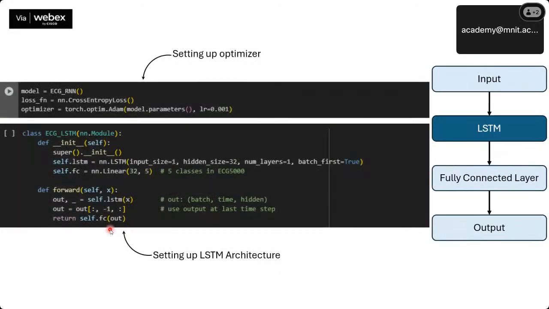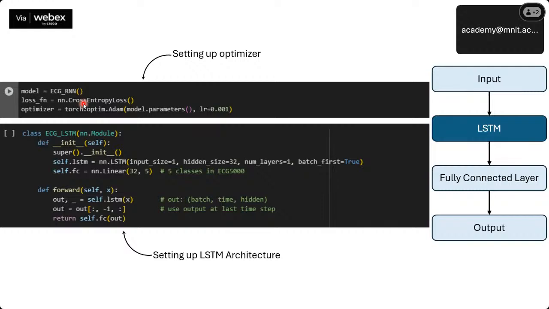Okay, so the next thing with the LSTM is setting up the optimizer and the LSTM architecture. In the CNN hands-on session, we also looked into this, right? Here we are defining cross entropy loss because it's classification. If we had two classes, then we could have taken binary cross entropy loss.